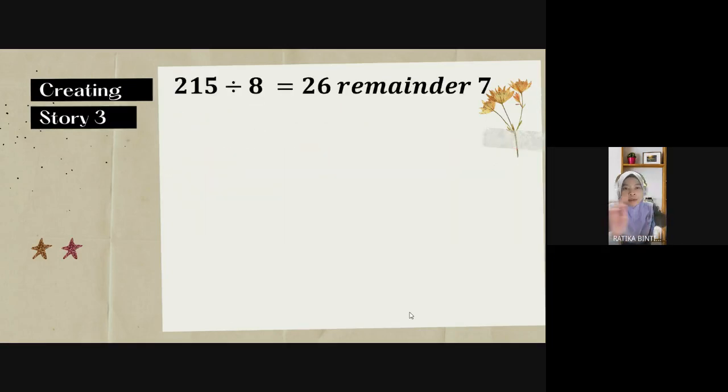Now let's look at the next question. Remember the concept. Division is from many to 1. For example, I have 5 ringgit. I'm going to share it with 5 of my friends. So each one will have 1 ringgit. From many to 1. Now, can you please create a story for this number sentence? 215 divided by 8 is equal to 26, remainder 7. Ada remainder dekat situ.